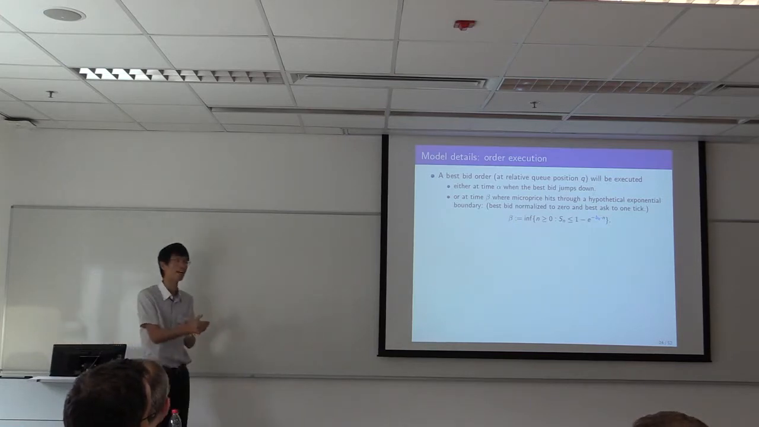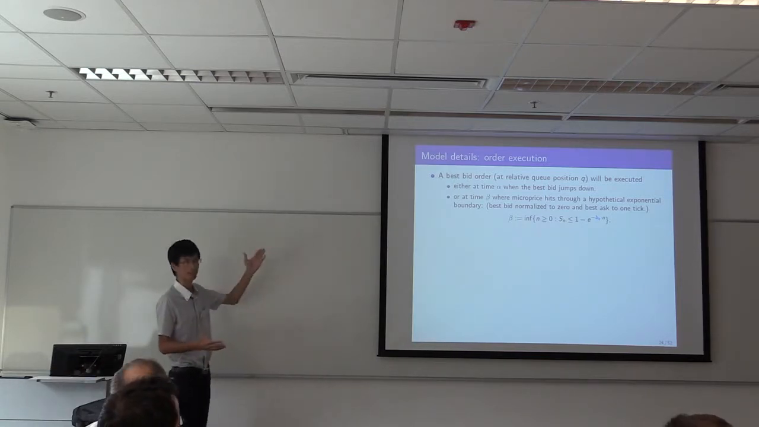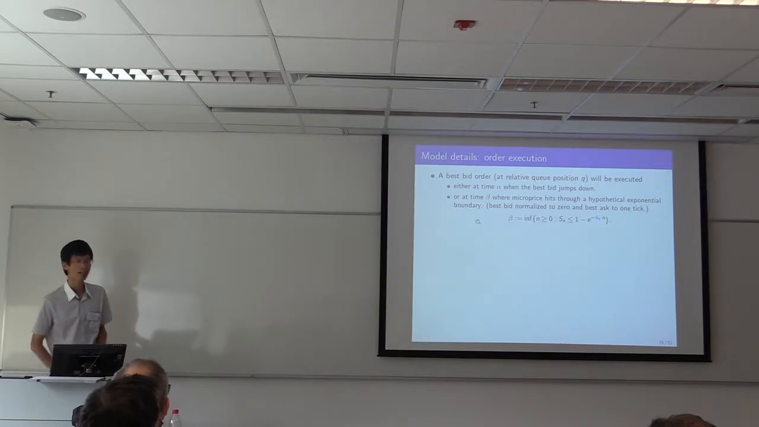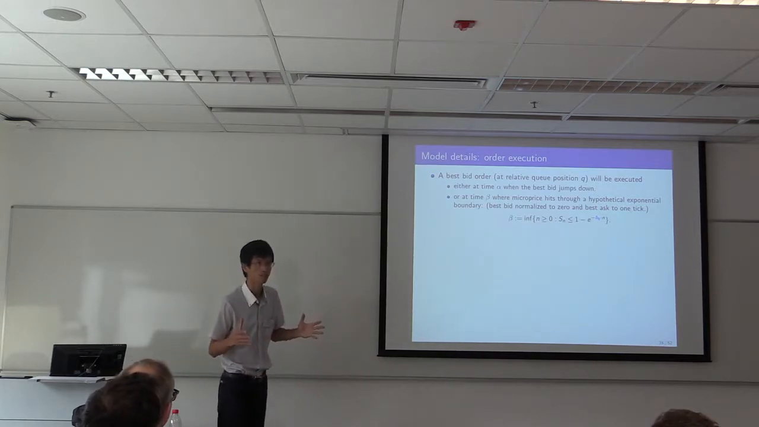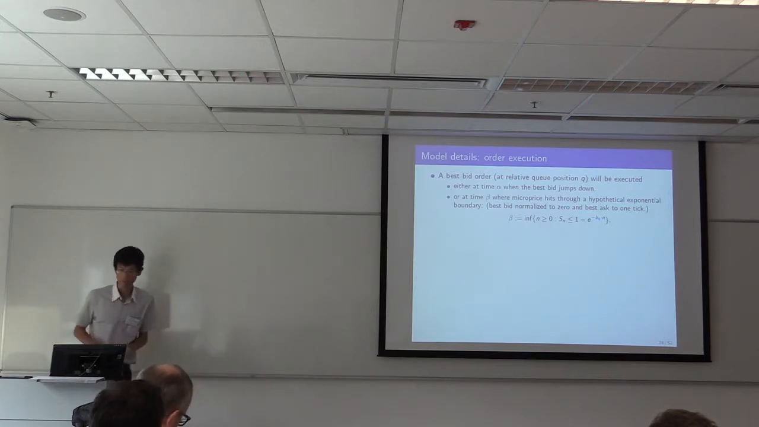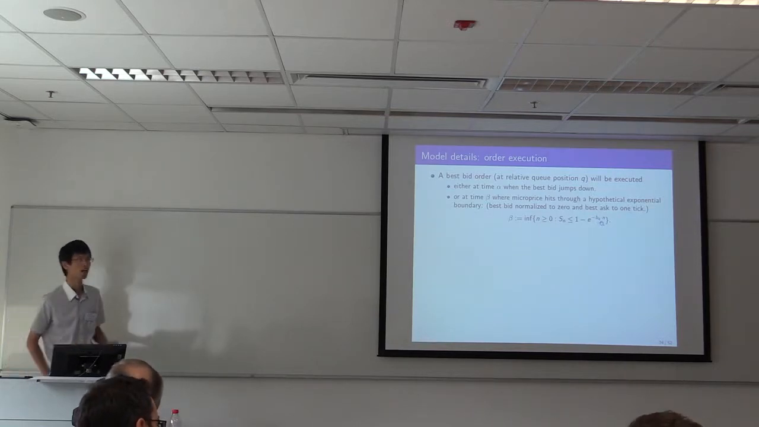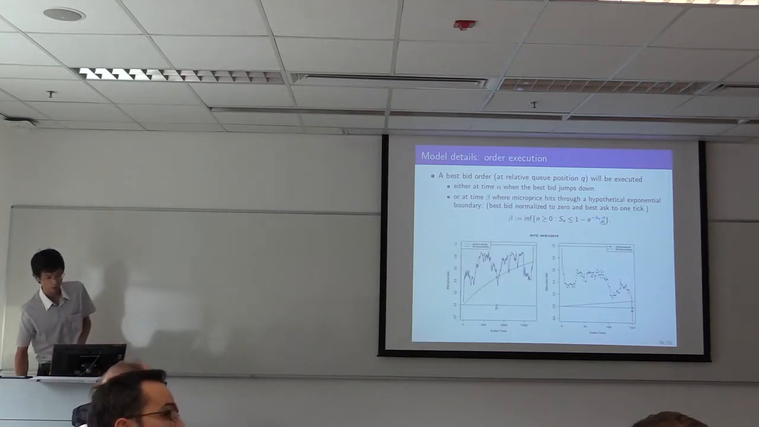Your order might improve its queue position throughout time, and might be filled much earlier than this random time alpha. So it could also occur that, with this relative queue position Q, the order will be filled at a random time beta when the macroprice S_n hits a hypothetical exponential boundary. This beta is defined as the hitting time of the macroprice through this exponential boundary. In this model, we have a parameter B, which depends on the relative queue position of the order. Let me use a picture to illustrate.